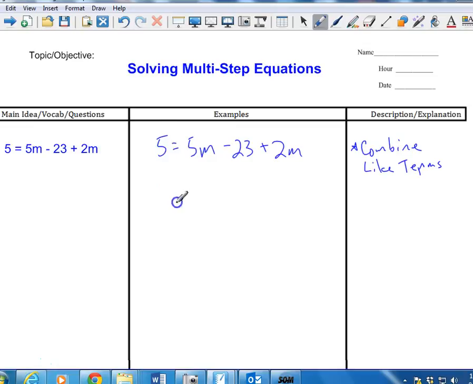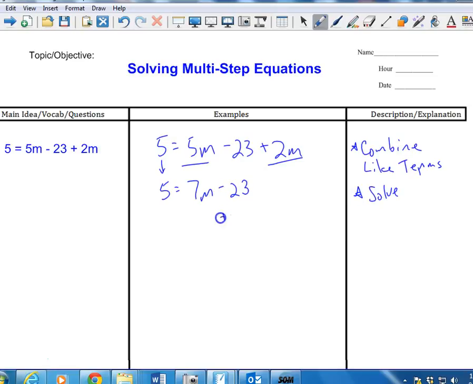On the left-hand side, I just have 5. So that 5 just comes down. We want to keep things balanced. Please make sure the equal sign stays in a straight line down your page. 5m plus 2m is 7m minus 23. And now we're just going to solve. That's just a two-step equation, so just solve it. You should know how to do that.